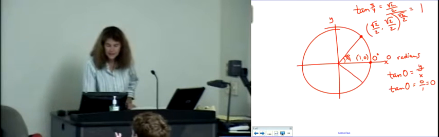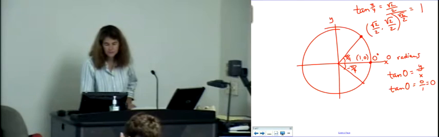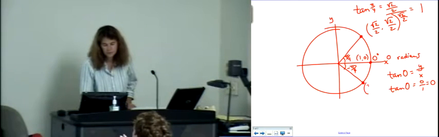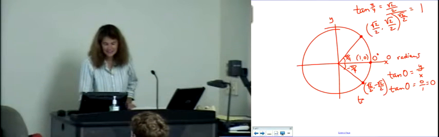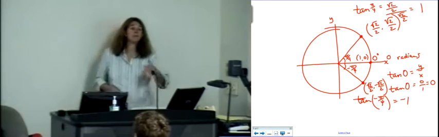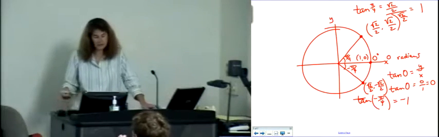What if I went to negative pi fourths? What's my tangent there going to be? Should also be 1. Yeah, wait. Tangent at negative pi fourths will be what? Negative 1. Because we still have the same coordinate values, we're going to get that 1, but one's negative and one's positive, so it's going to be negative 1.